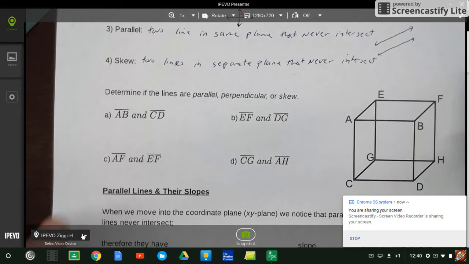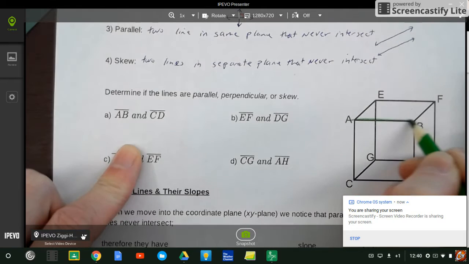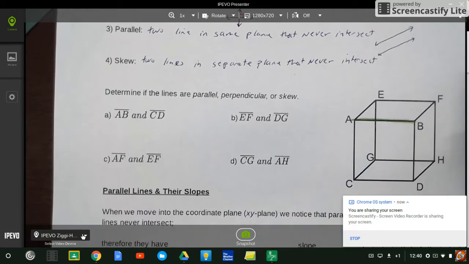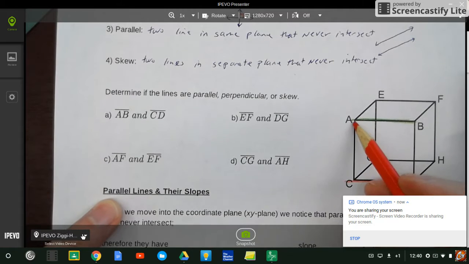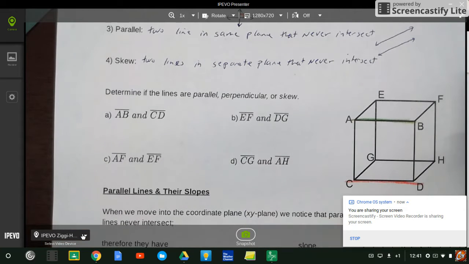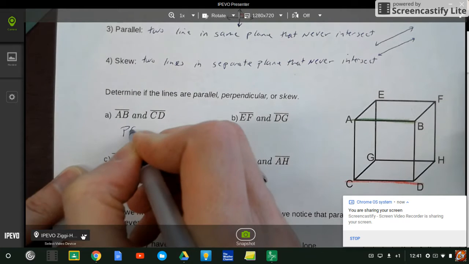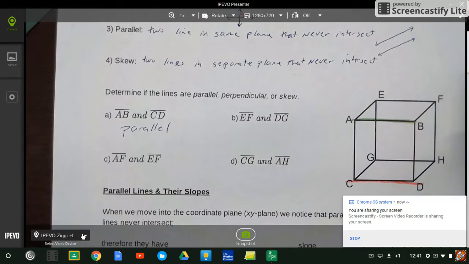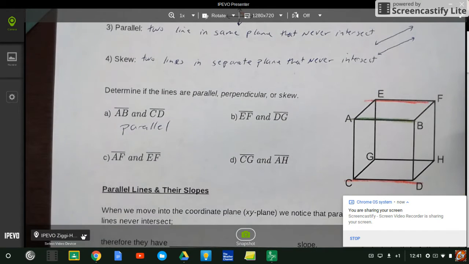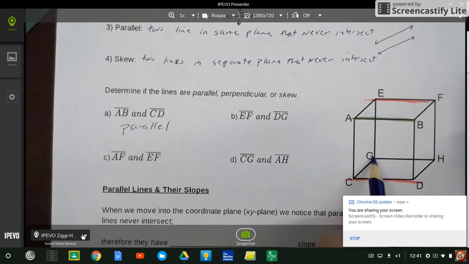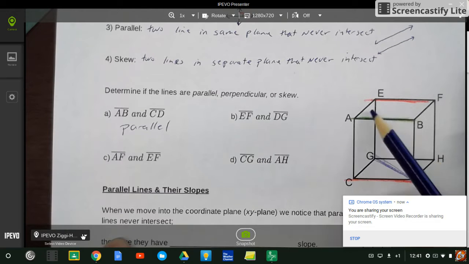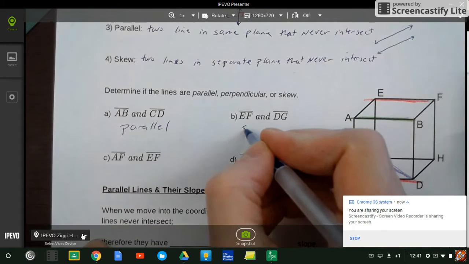Okay, so taking a look at these examples. AB is here. CD is down here. Notice they're in the same plane. They share the side of the box there. So that means that they are parallel. EF and DG. Well, EF, I'll draw EF here, and DG is going there. They're in two separate planes, okay? EF is in a plane here or up there. DG is here. So those are going to make those two lines skew.